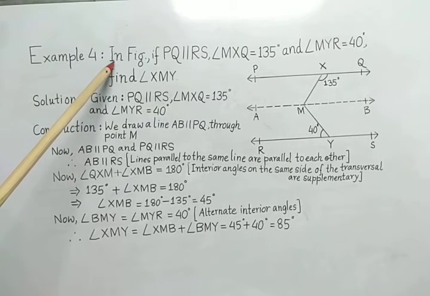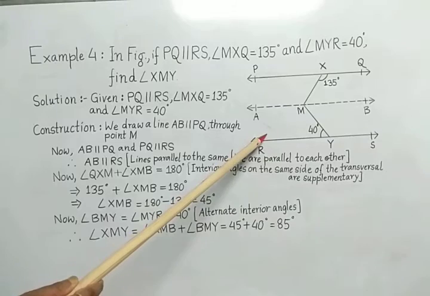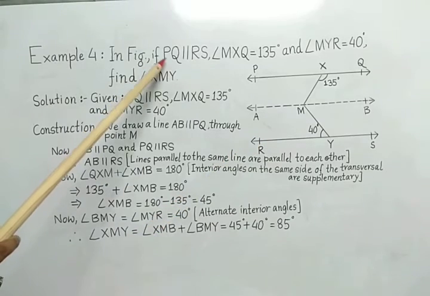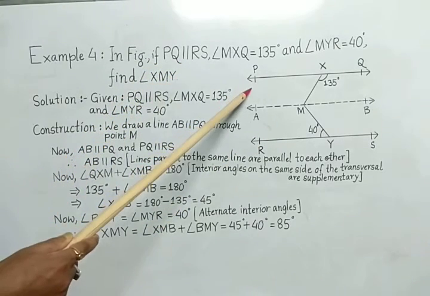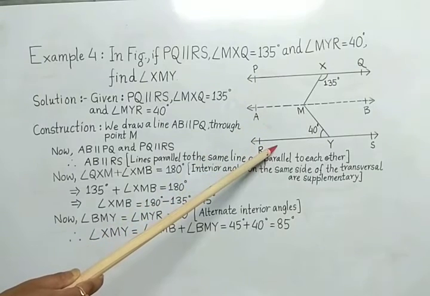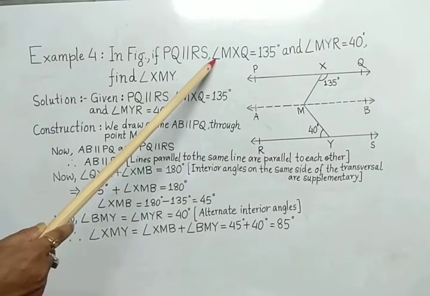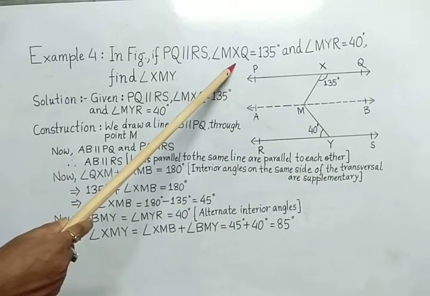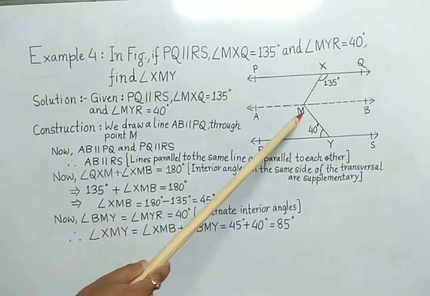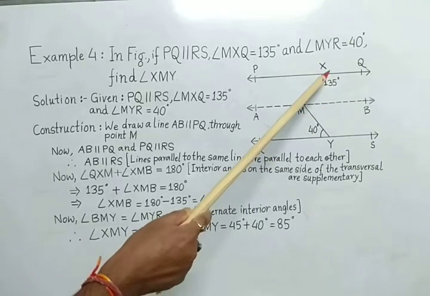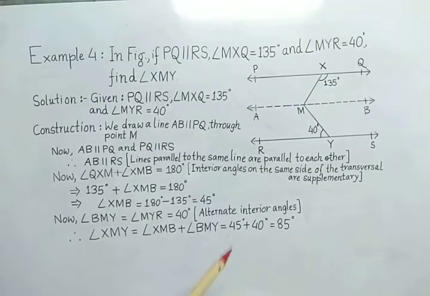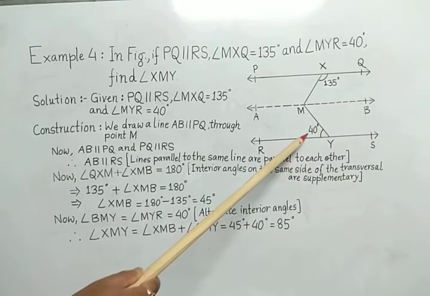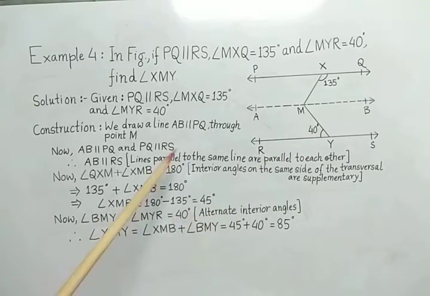So here the question says in figure, so this is the figure given to us. If PQ is parallel to RS, this line PQ and RS, they are parallel to each other. Angle MXQ is equal to 135 degree. As you can see, angle MXQ, this angle is 135 degree. And angle MYR is equal to 40 degree. So angle MYR, this angle is 40 degree. This is given to us.